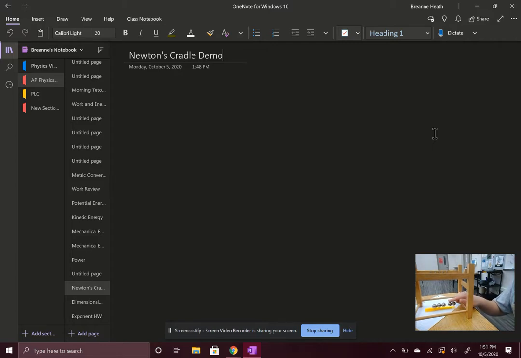Same thing, and you can do the same thing with 2. Pull 2 back, see what happens. You get kind of crazy. You can pull 3 back and see what happens.